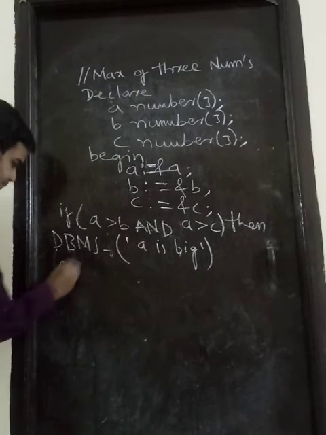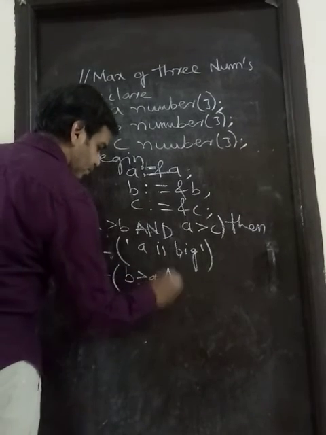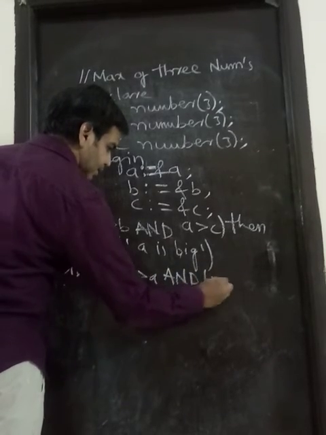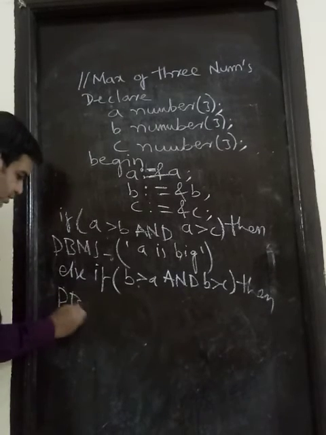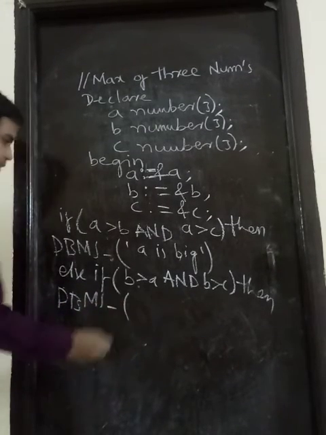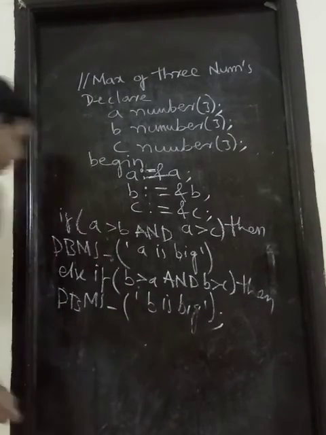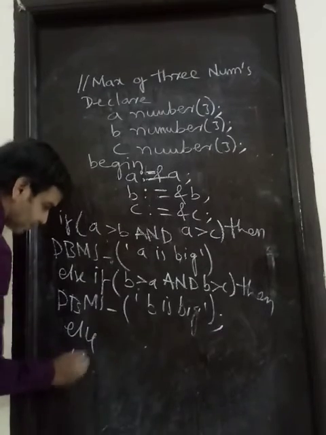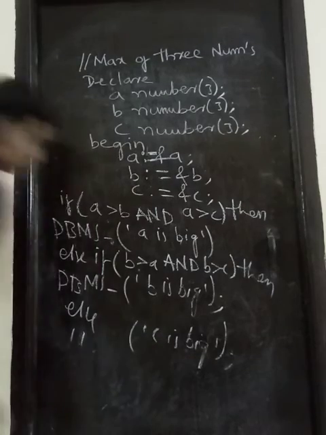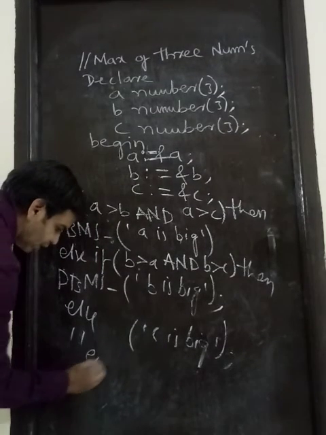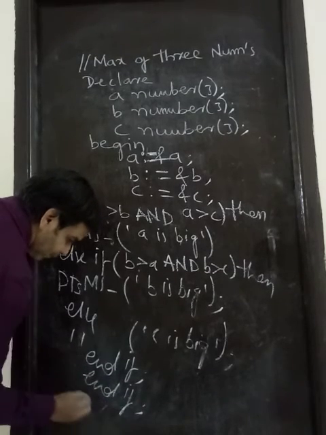So else if B greater than A and B greater than C, then dbms_output.put_line, B is big. So else automatically dbms_output C is big. So there are 2 ifs, 2 end if. Then terminate with end.